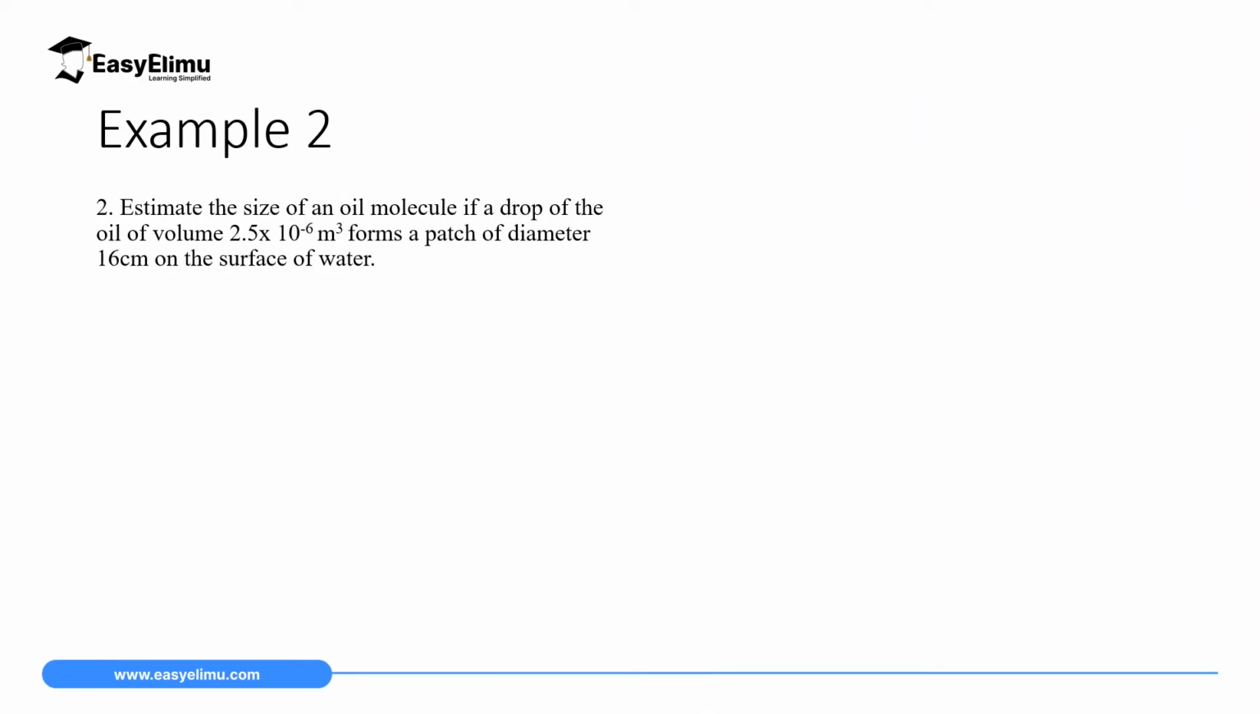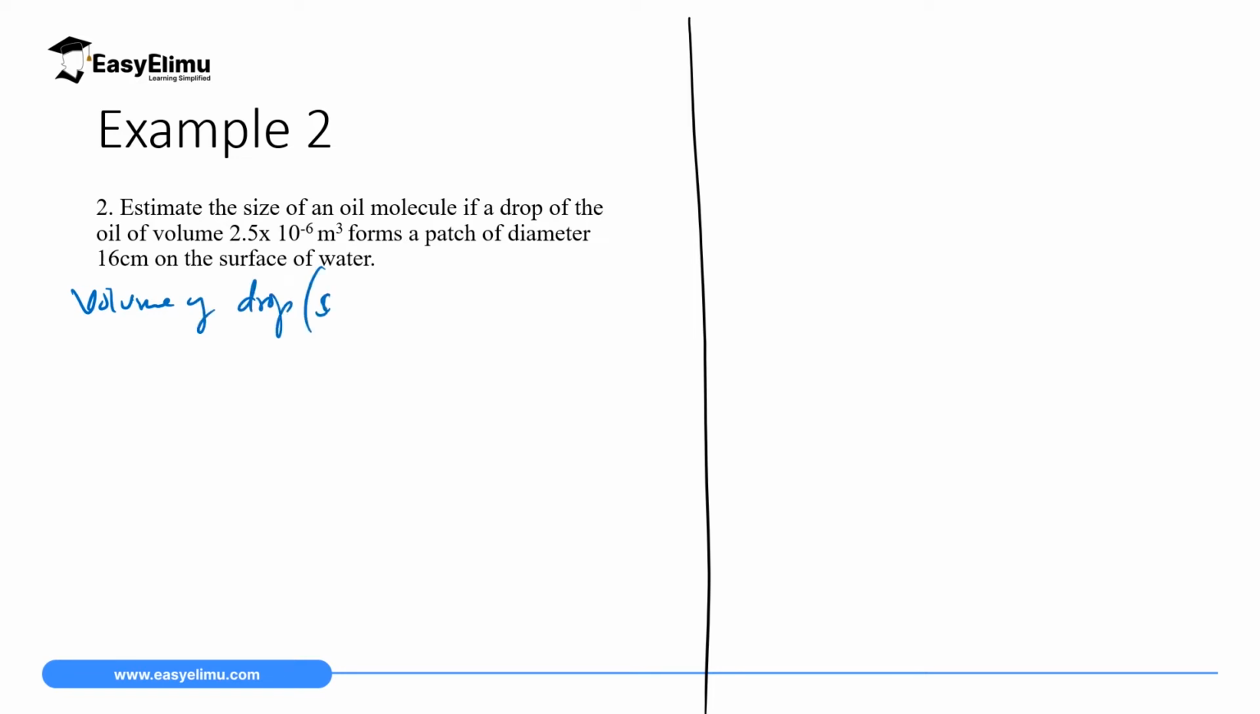So the second question reads, estimate the size of an oil molecule if a drop of oil of volume 2.5 times 10 raised to power -6 meter cubed forms a patch of diameter 16 centimeter on the surface of water. So what you do here, you first write down what you have. You have the volume of the drop, which you should note is spherical in shape, and that volume is 2.5 times 10 raised to power -6 cubic meter.